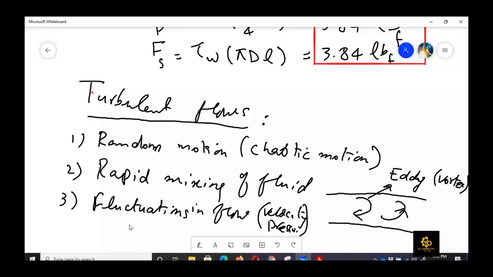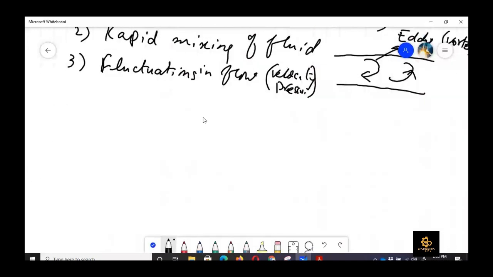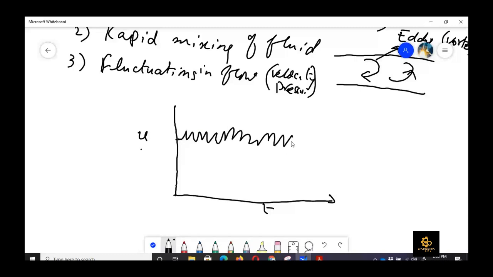And if we want to show the turbulent velocity signal in time, this is time, and this is the u velocity, the streamwise velocity. It can be something like this. It has one mean value, which gives us an average value of the signal.